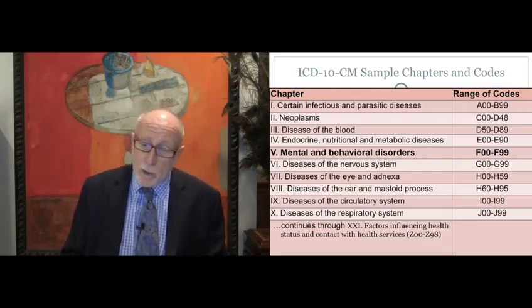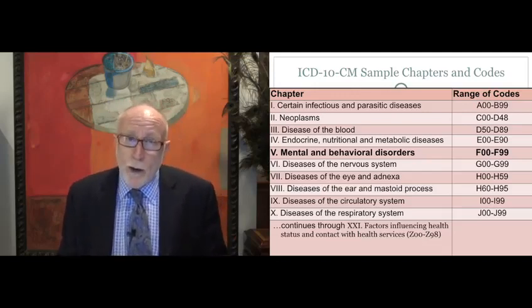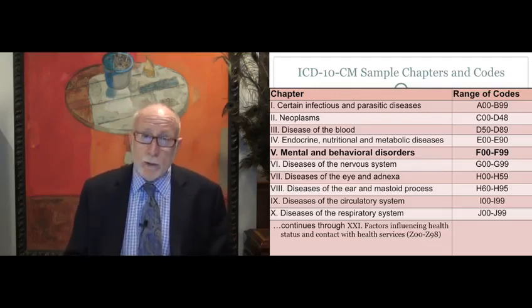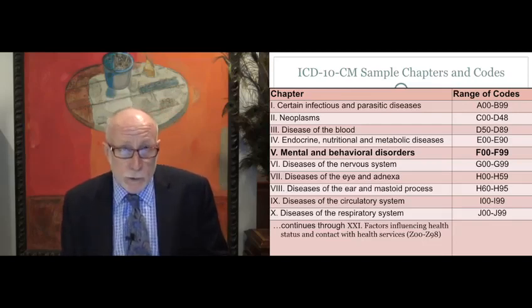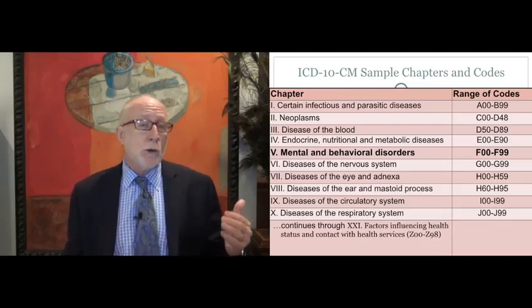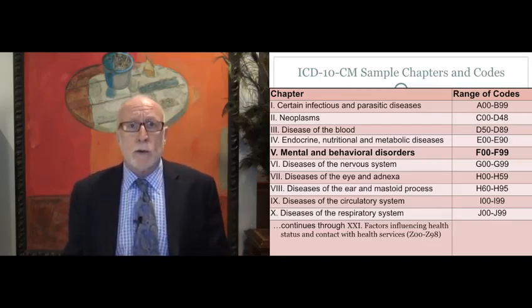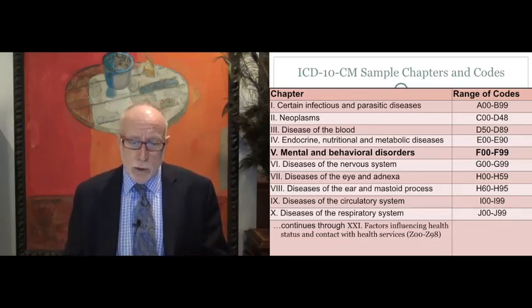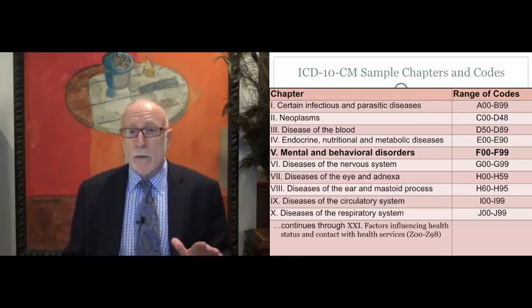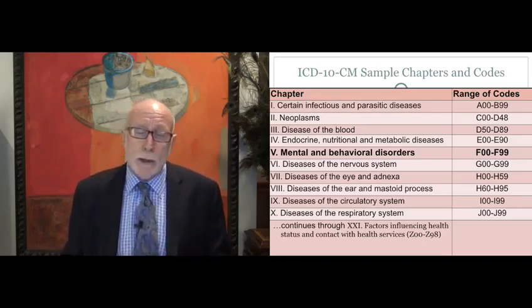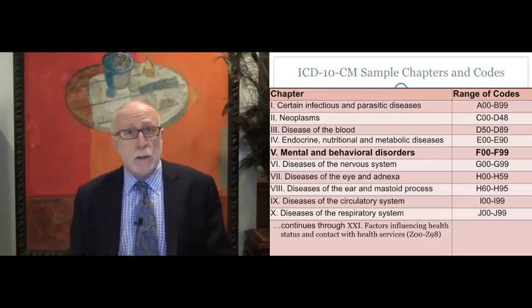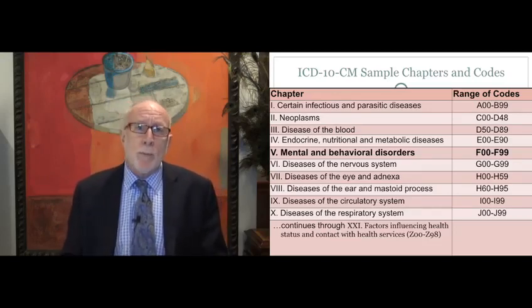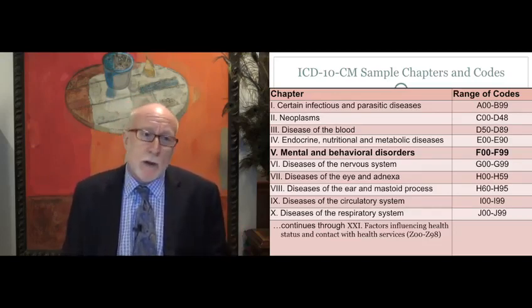Notice Chapter 5 carries codes that are all F codes, F00 through F99. All the mental and behavioral disorders are F codes. The World Health Organization agreed to allow the American Psychiatric Association to borrow those codes under the provision that they recognize that those codes always belong to the ICD and not to the DSM. The DSM does not own those codes, they only borrow them.